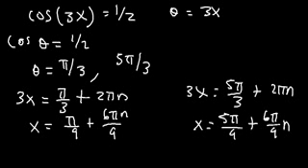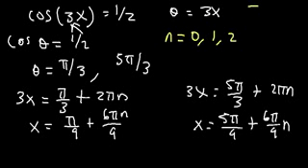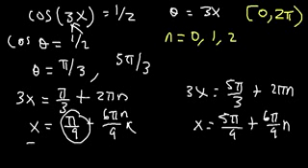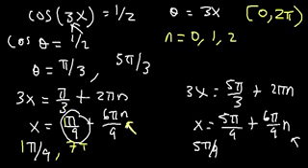So now, because we have a 3 in front of the x, we're going to plug in three numbers for n, 0, 1, and 2, if we want our answers between 0 and 2 pi. So the first answer, if we plug in 0, it's just going to be what we see here. That's pi over 9. The next answer, if we plug in 0 here, it's going to be 5 pi over 9. Now we're going to plug in 1 for n. So 1 pi over 9 plus 6 pi over 9, 1 plus 6 is 7. See, it makes it easier to find the answers. 7 pi over 9. Here, 5 plus 6 is 11 pi over 9 when n is 1.